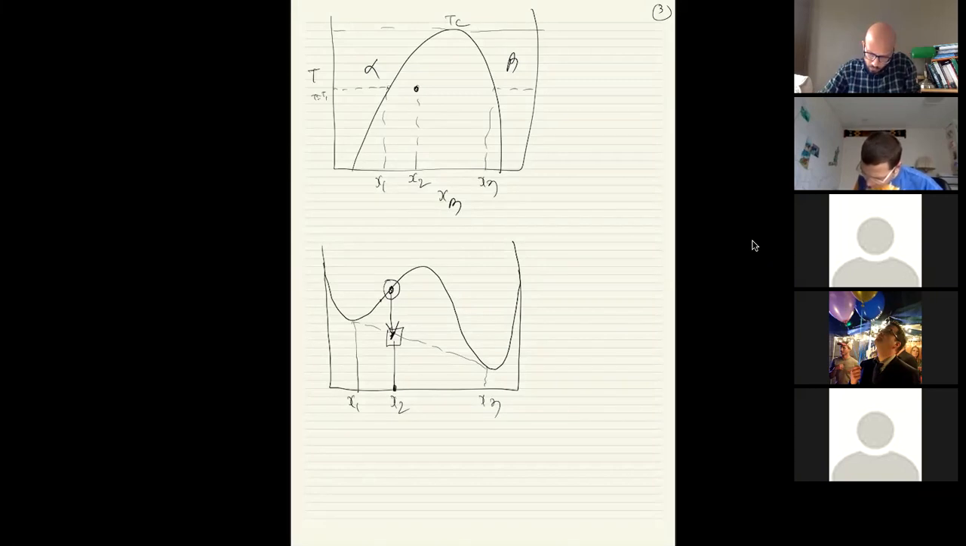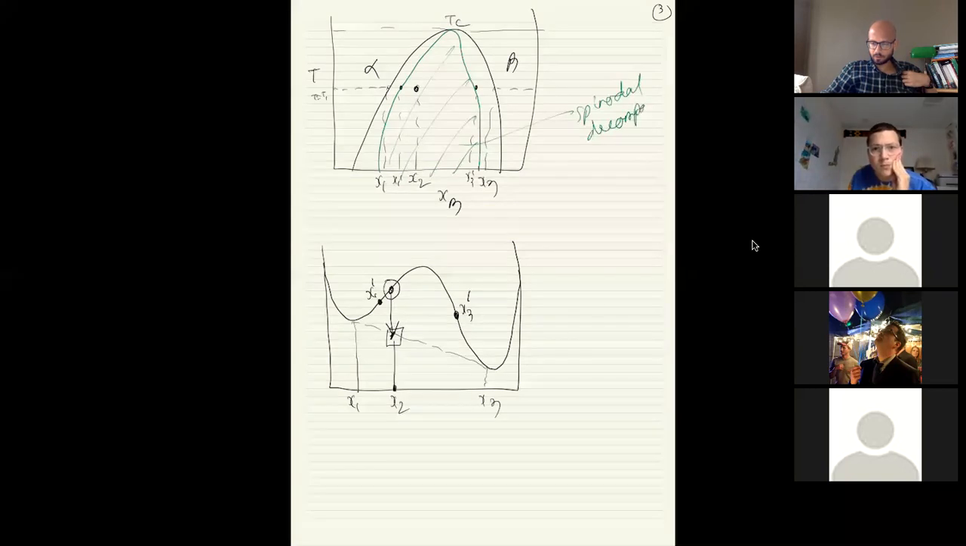But there is a special point here at which the curvature goes to zero. And let's call that one X1 prime and X3 prime. And if you plot that point over here, the X1 prime and X3 prime, you can do this for any temperature of interest, and you will get a new curve that looks something like this, which stays inside the first curve. And this region is called spinodal decomposition.